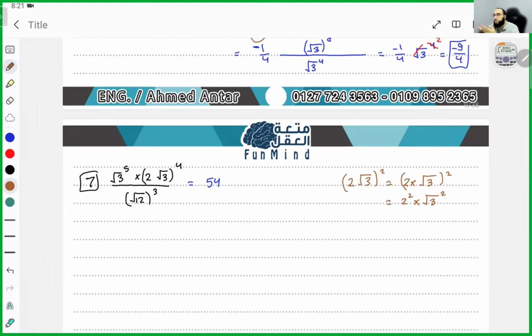You know, multiplication is a commutative property, so you can change the places of the multiplication. It doesn't matter. So, if you wrote it as the following, it's correct also. Doesn't matter, you know? Yes. So, yeah, Natalia, let's complete. I can write it as it is and solve it, 2 square root 3.